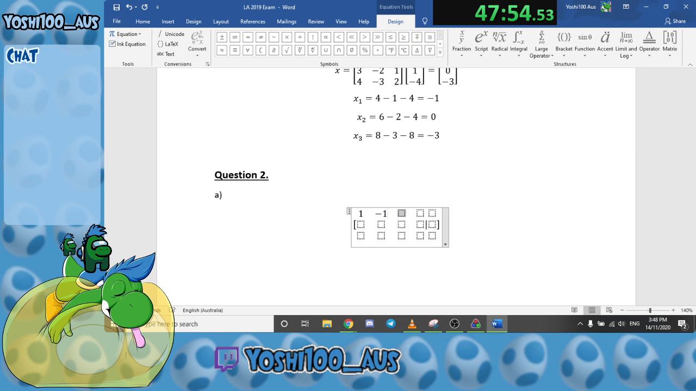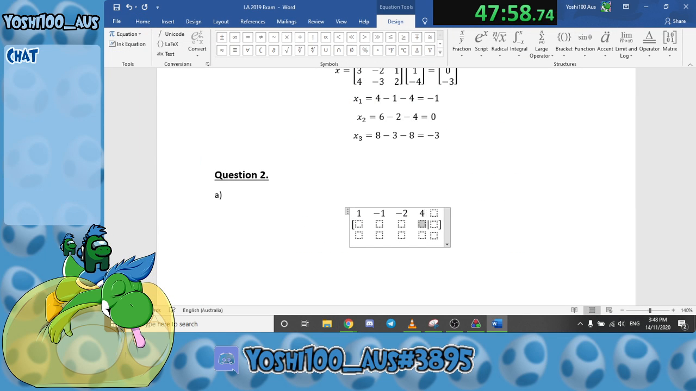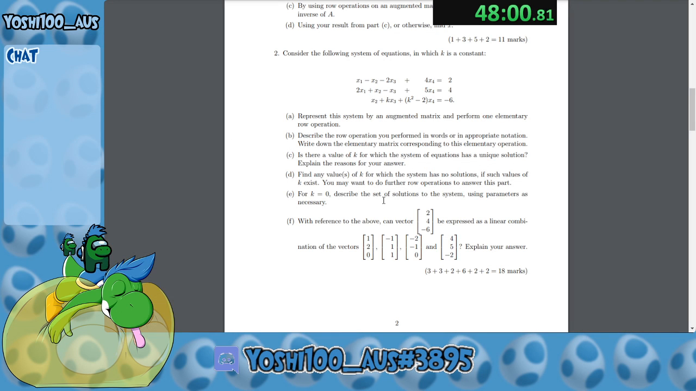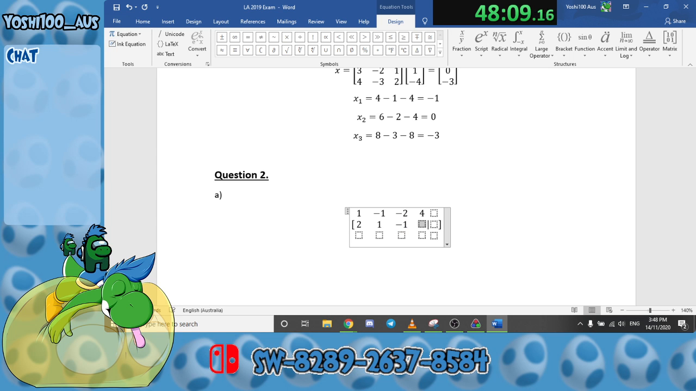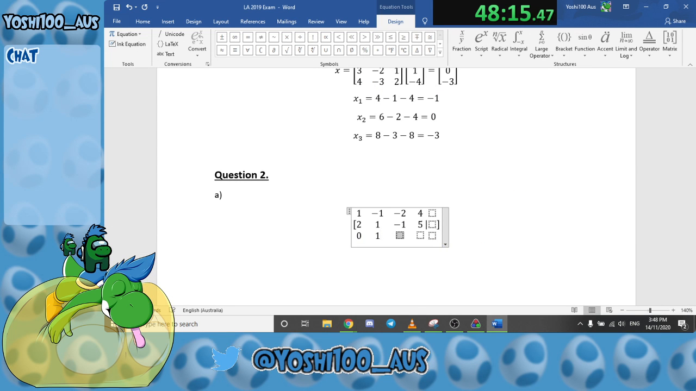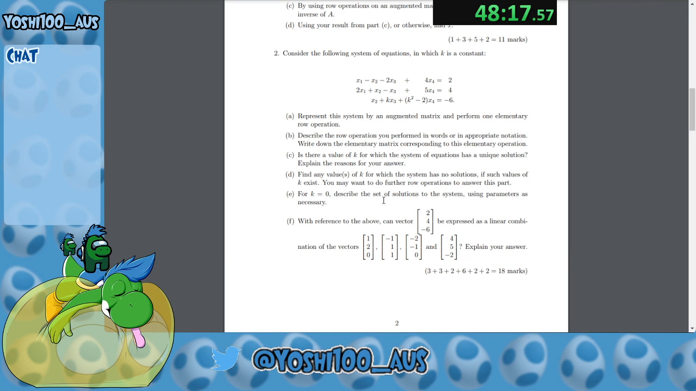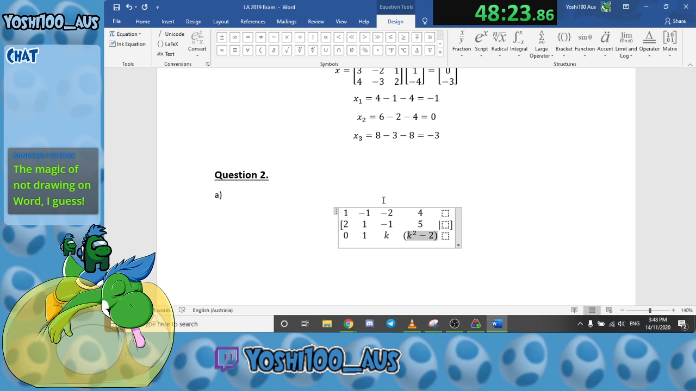Alright. We are going 1, minus 1, minus 2, 4. 2, 1, minus 1, 5. Ooh! That's not right. 5. And then we have 0, 1, k, k squared take 2. I don't know why I wrote that in brackets. I don't need to write it in brackets.